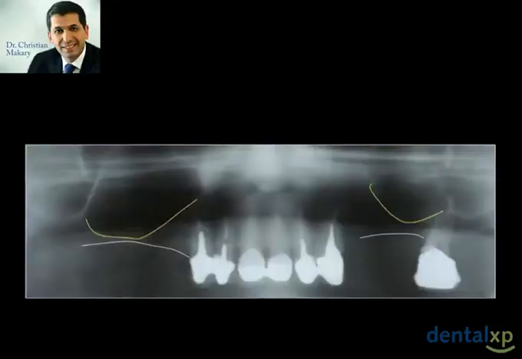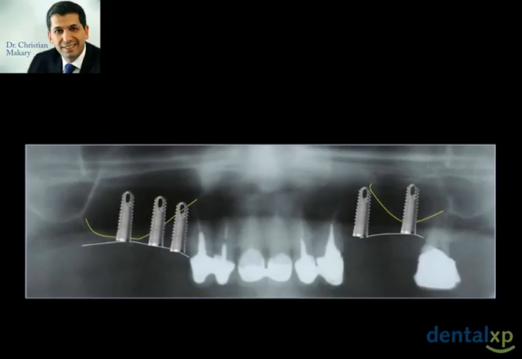So if we come back to this case and we decide to place 2 implants on the left and 3 implants on the right, it's obvious that this implant cannot be placed immediately because the residual bone height of 1 millimeter will be very difficult in order to achieve a primary stability of our implant.